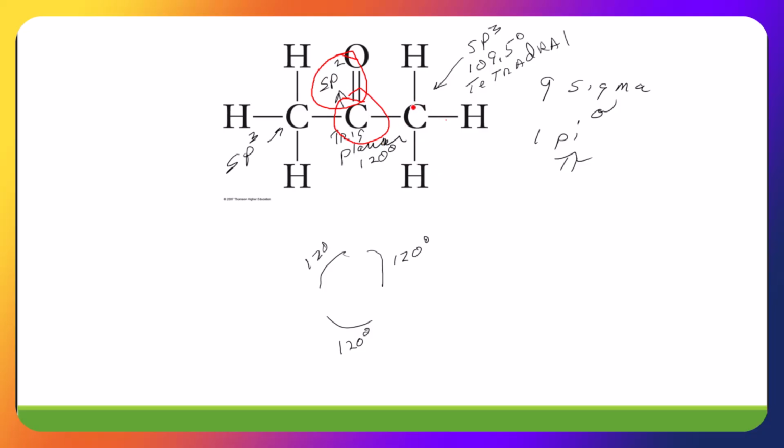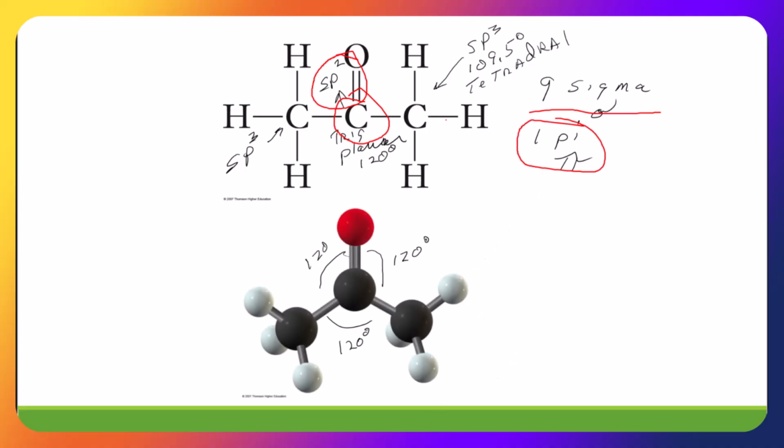1, 2, 3, 4, 5, 6, 7, 8, 9 sigma. There's 1 double bond, so that gives us 1 pi. So I counted every single bond to get my 9 sigma, and then the 1 double bond gave me the 1 pi. Okay, this is what it looks like in model form.